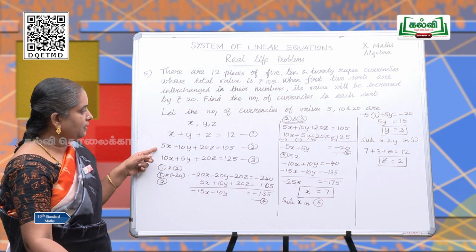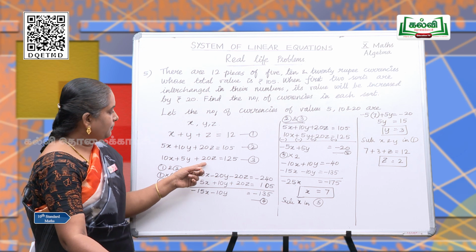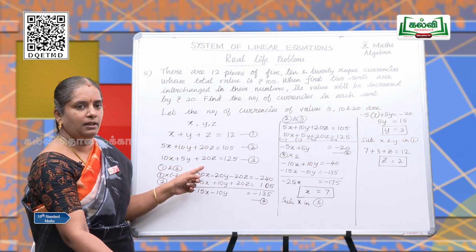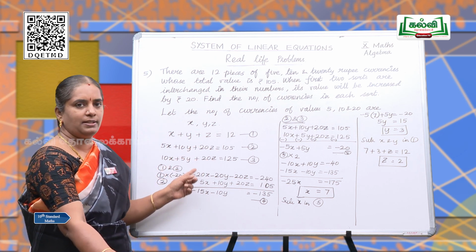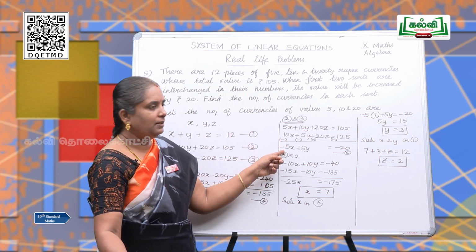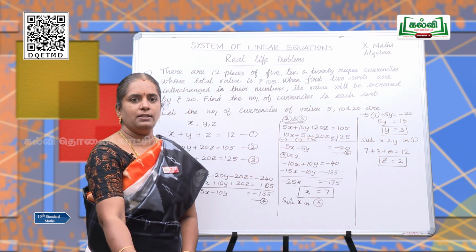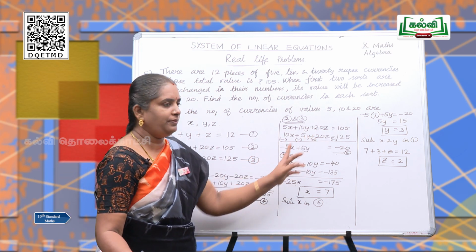Now we take the second and third equations. The coefficients of z are the same here, so we can just subtract. Subtracting, we get minus 5x plus 5y equals minus 20. This is our fifth equation.